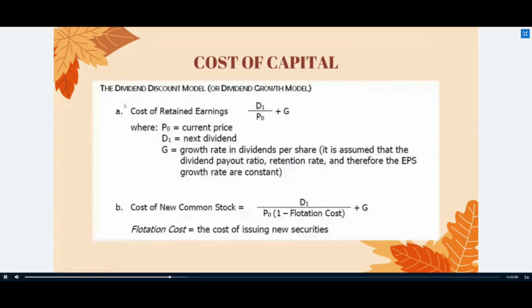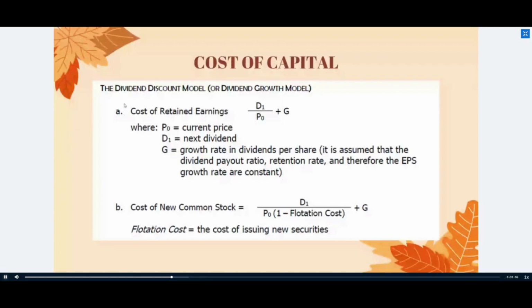All right. Next, we have the dividend growth model. So ito yung DDM or DGM. Okay. So dividend discount model. So the formula to get the cost of retained earnings is D sub 1 over P sub 0 plus G. Ito class if you watch my recording on the time value of money, you should be familiar with D sub 1 and P sub 0.